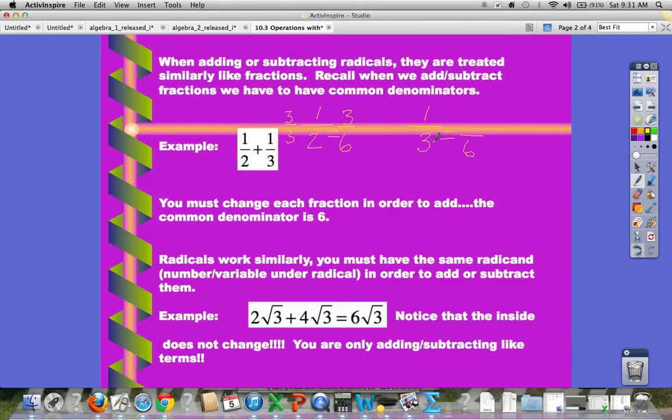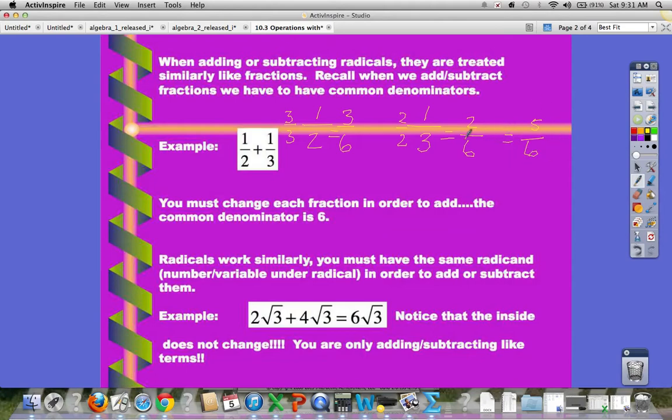And then over here, the same thing. What did I do to the 3 to get to 6? Well, I multiplied by 2, so I would multiply the top and the bottom by 2 over 2, which again, that's 1. So we're not really changing the problem. We're just moving things around so that we can work with it. So then you multiply the top, 2 times 1, which is 2/6. So you have 3/6 plus 2/6, which would make 5/6. And that's how you would add fractions.